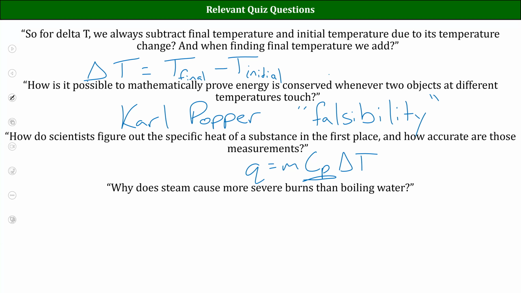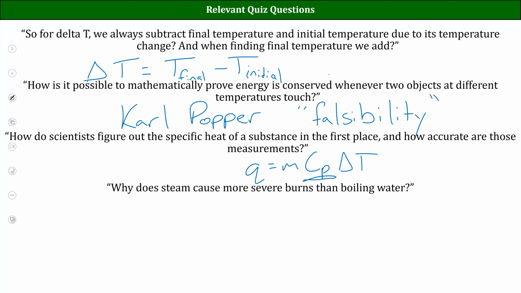Last case, and these are all relevant, there's a reason that I'm still spending time on this, reviewing this, even though we're an hour into class. Why does steam cause more severe burns than boiling water if they're both the same temperature? If boiling water is 100 degrees Celsius and steam is 100 degrees Celsius, steam will give you a worse burn.